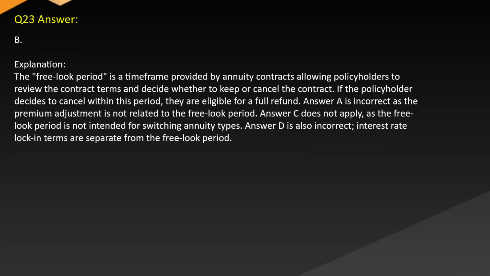Answer B. Explanation. The free look period is the timeframe provided by annuity contracts allowing policyholders to review the contract terms and decide whether to keep or cancel the contract. If the policyholder decides to cancel within this period, they are eligible for a full refund. Answer A is incorrect as the premium adjustment is not related to the free look period. Answer C does not apply as the free look period is not intended for switching annuity types. Answer D is also incorrect. Interest rate lock-in terms are separate from the free look period.